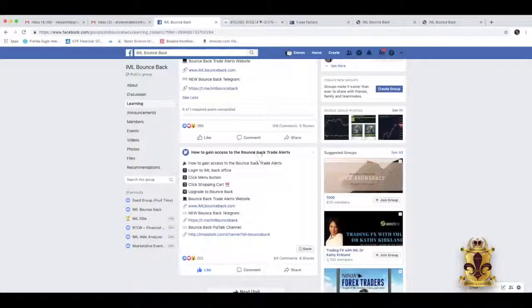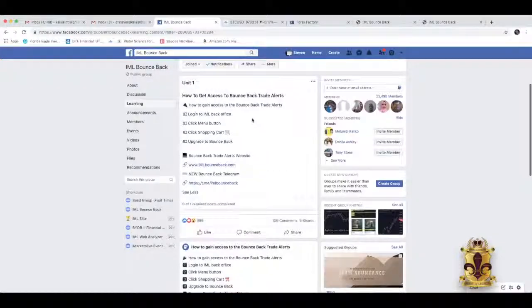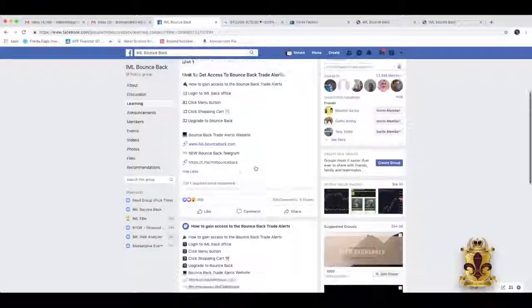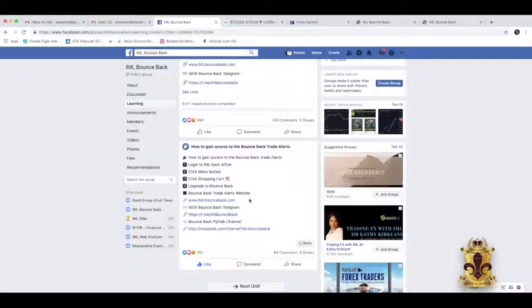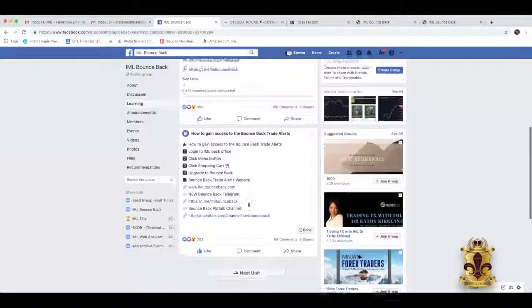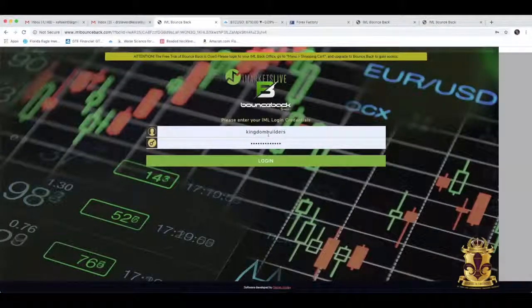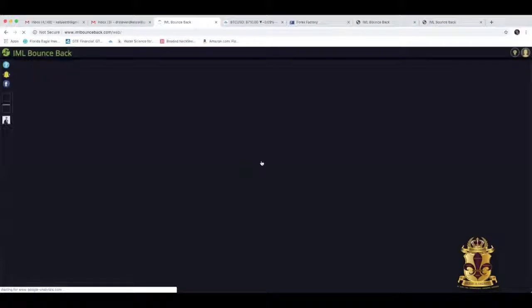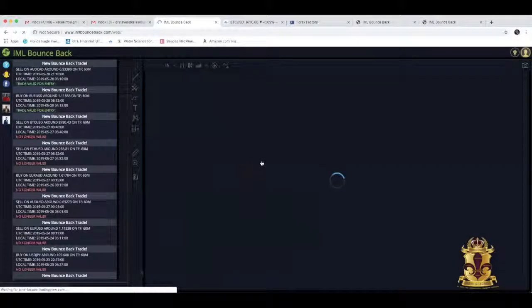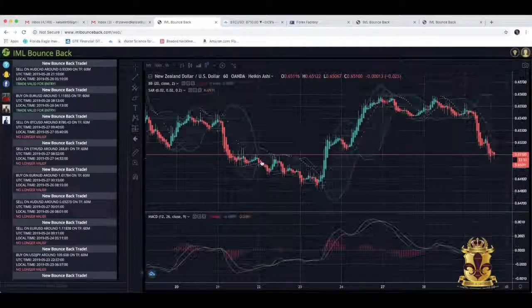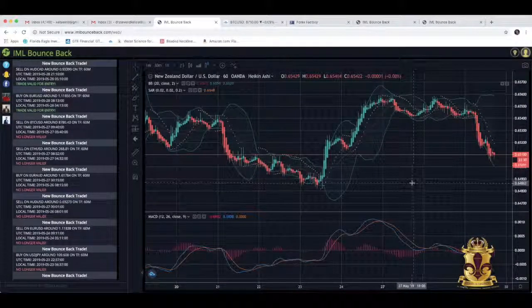Again, for Apple products, you use the top. For Android, you use the bottom one. And once you have your Telegram up, then you're going to click on IML Bounce Back. As you can see, you're going to use the same username and password as for your IML back office. Click log in, and boom, you are now in the Bounce Back software.